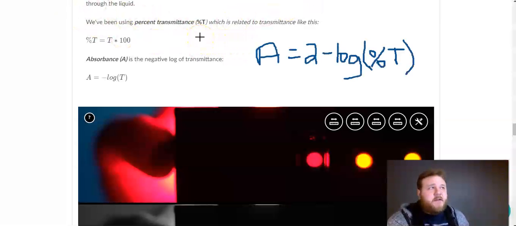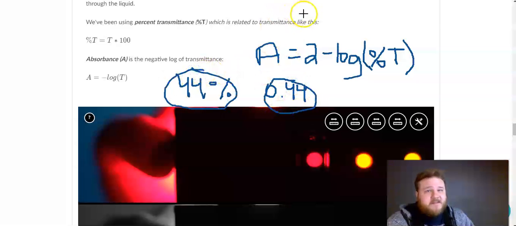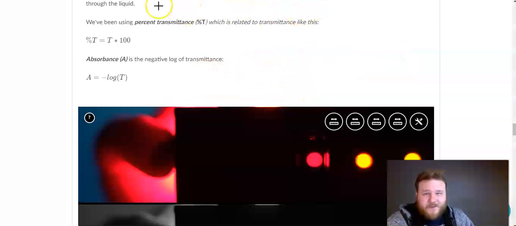So let me repeat one more time. The PowerPoint gives the equation absorbance A equals 2 minus the log of percent transmittance, whereas Pivot gives the equation A equals negative log of transmittance. This goes back to, are you using the percent, right? Are you doing 44% or are you doing 0.44? Either of these equations work, so you can choose either one you want to use. Totally fine. Just know that are you using the percent or are you using the decimal form. That's the only difference. Now I will erase that.